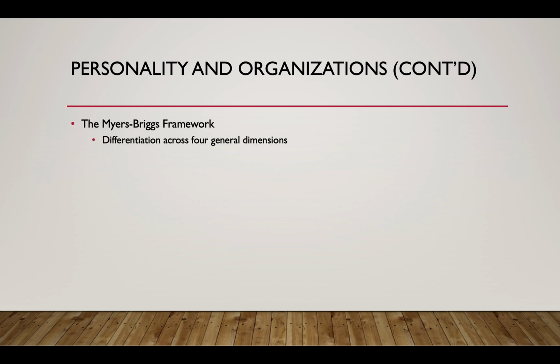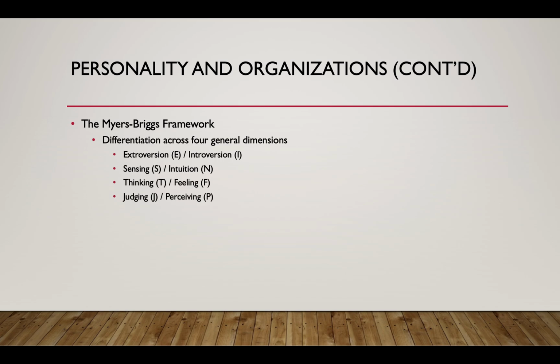Now, the Myers-Briggs framework differentiates across 4 general dimensions. You have extroversion and introversion. Are you outgoing, or are you conservative or reserved? And then you have sensing and intuition. How much of what you experience and interpret comes from you being able to sense the external environment, or do you rely on intuition? Thinking and feeling. Are you logical, or are you more emotional?